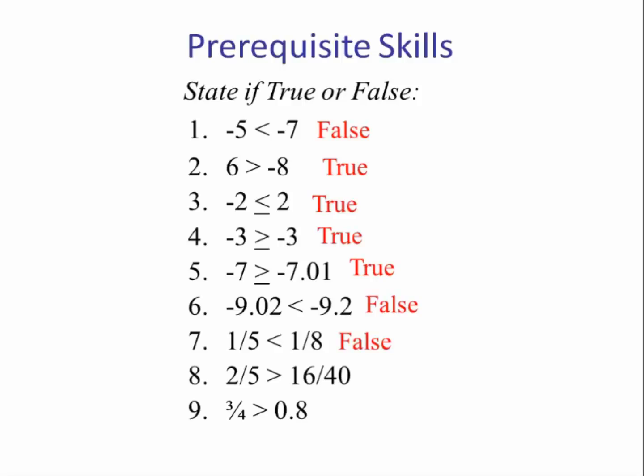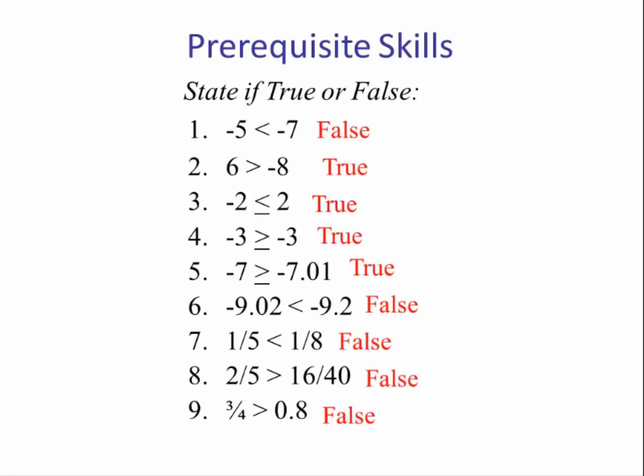Number 8: 2/5 is greater than 16/40. This is false. Actually, 16/40 reduces to 2/5, and 2/5 is not greater than 2/5. Number 9: 3/4 is greater than 0.8. This is false because 3/4 is 0.75, which is less than 0.8.